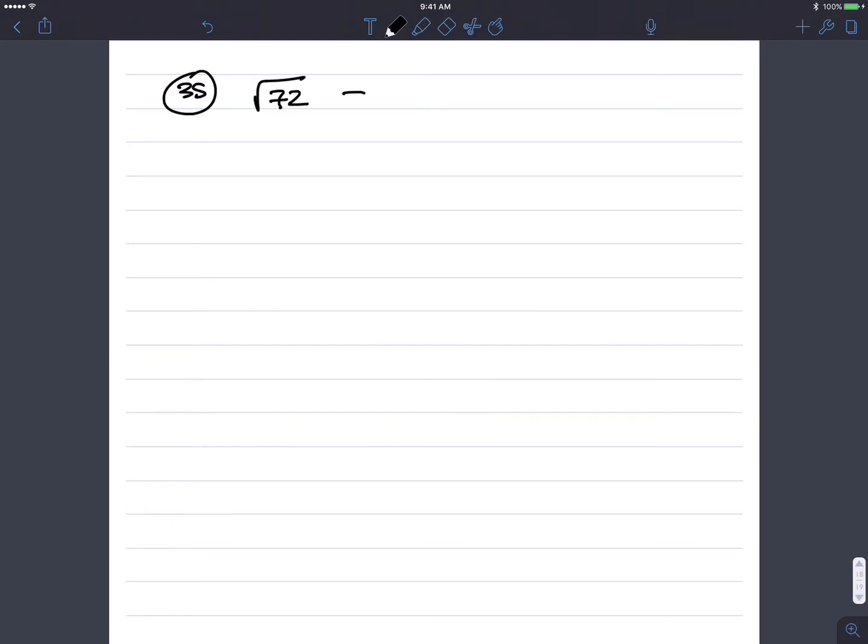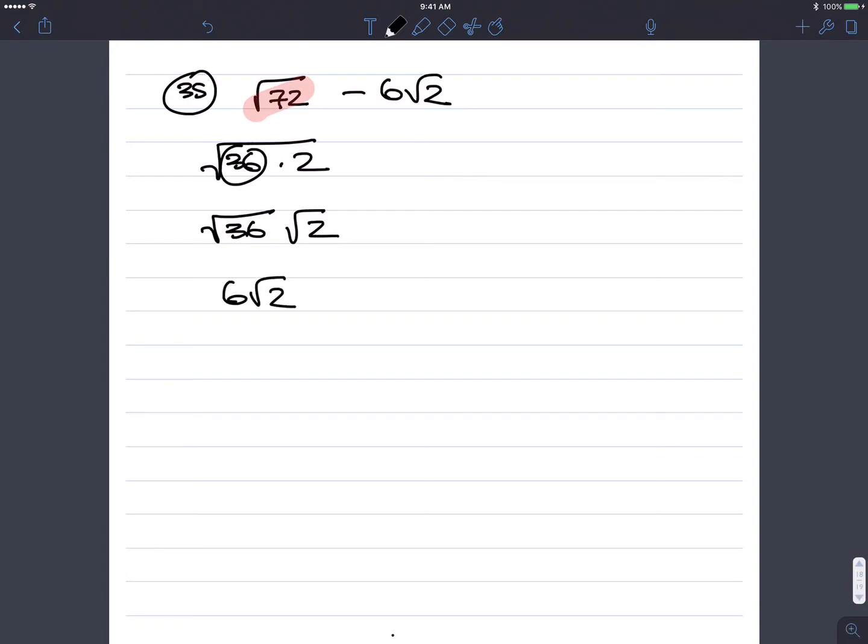35. The square root of 72 minus 6 times the square root of 2. Now we need the largest perfect square again that goes into 72 because this radical is not simplified. The first one is not. So the square root of 36 times 2. 36 is the largest perfect square that goes into 72. 2 is our quotient by the product rule. Square root of 36 times the square root of 2, we get 6 times the square root of 2, minus another 6 times the square root of 2. So we're bringing down the minus 6 times the square root of 2 here.